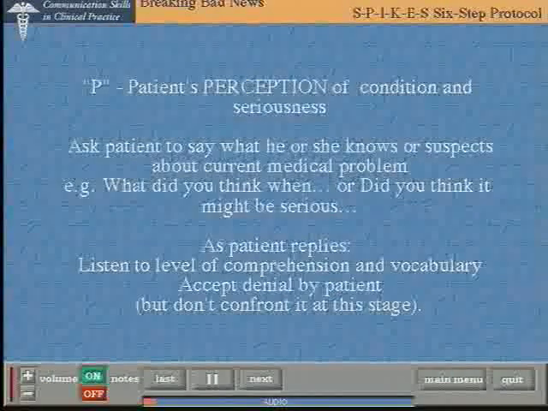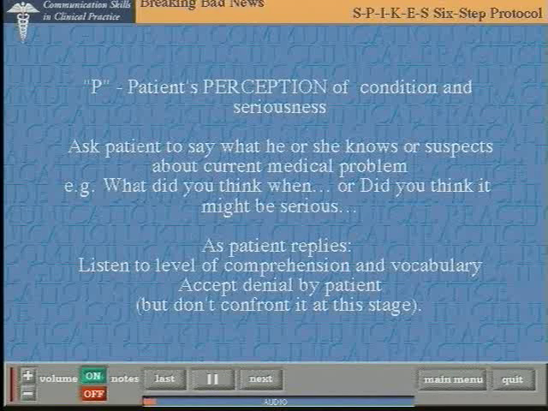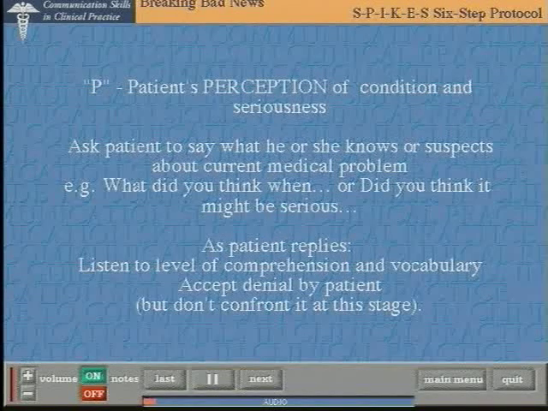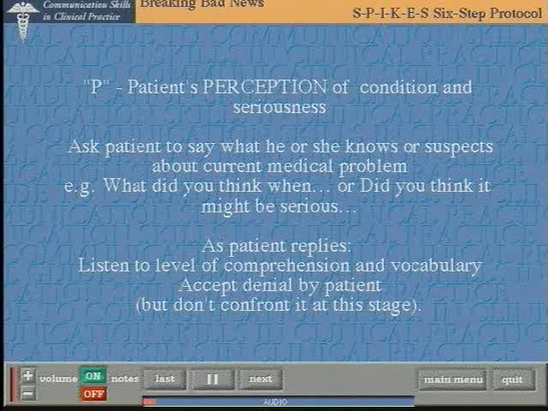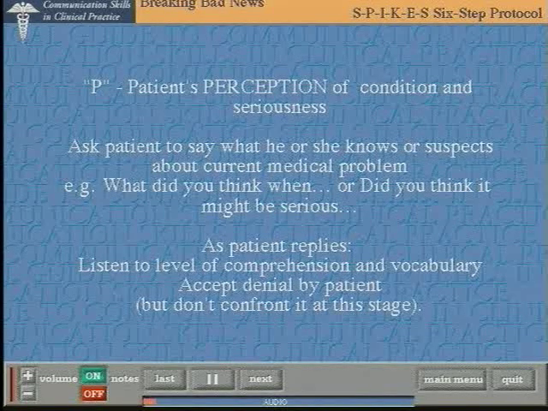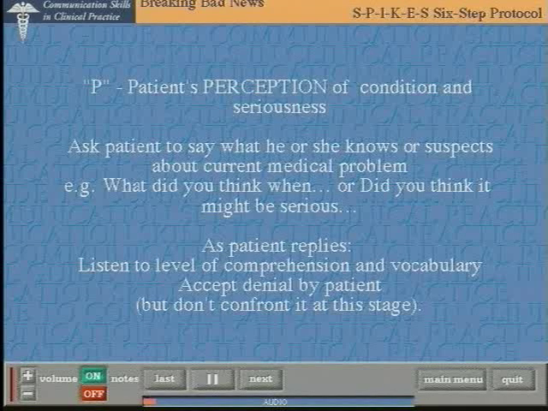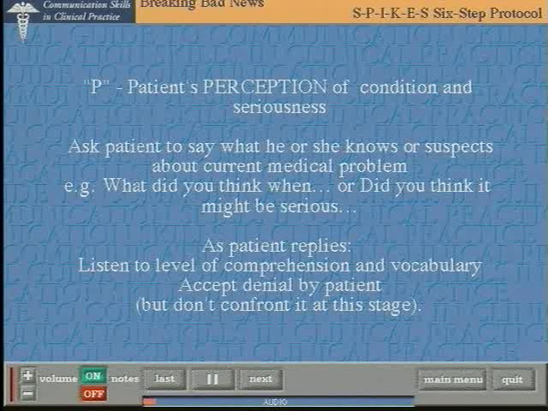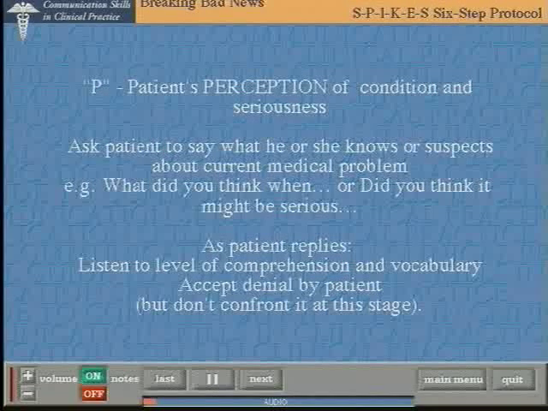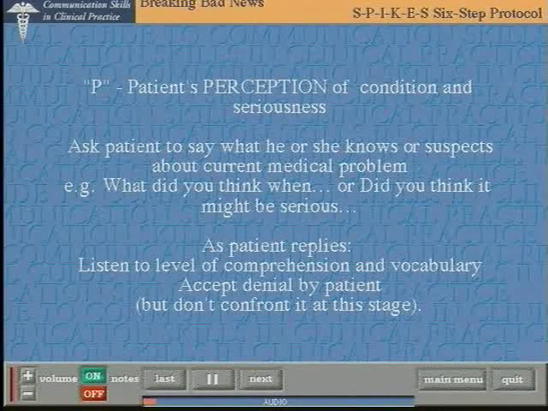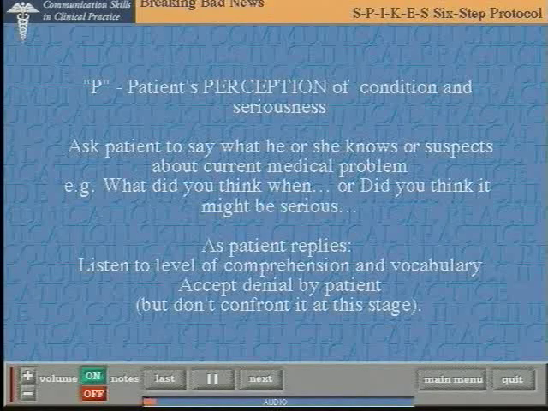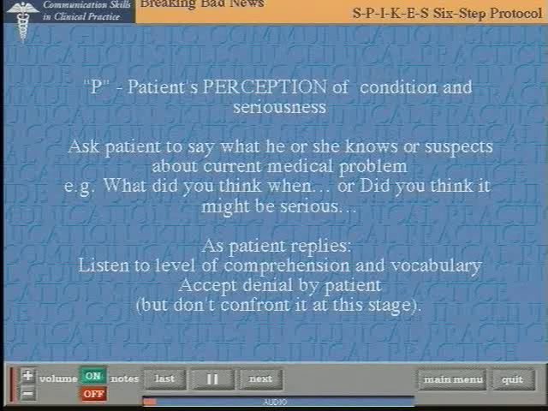Then comes the first really important part of breaking bad news, assessing the patient's perception of his or her medical situation. The P stands for perception. What you want to know here is how serious the patient thinks the situation is. To do that, you can use one of many different phrases, such as, when you got that chest pain, or when you found that lump in your breast, what did you think was going on?